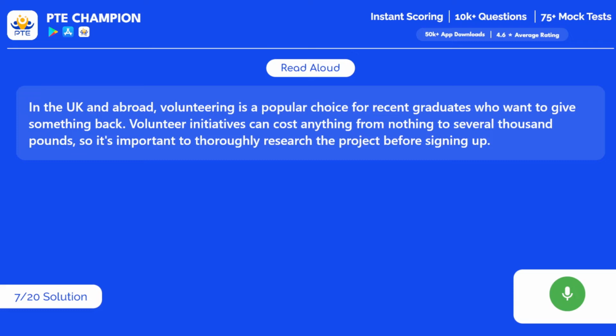In the UK and abroad, volunteering is a popular choice for recent graduates who want to give something back. Volunteer initiatives can cost anything from nothing to several £1000s, so it's important to thoroughly research the project before signing up.